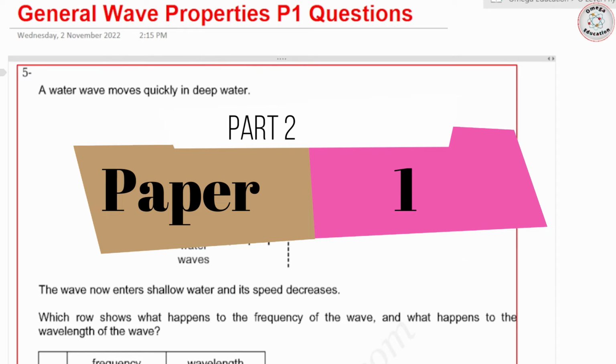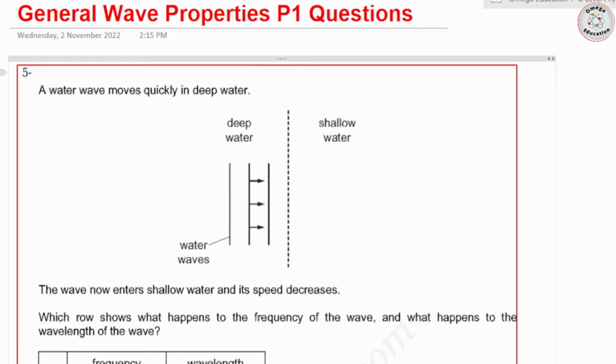Let us start with this one. The past paper questions, paper 1 of general wave properties. Here we have the first one numbered as 5. A water wave moves quickly in deep water. All right, that's a fact. The water waves have more speed in the deep water.